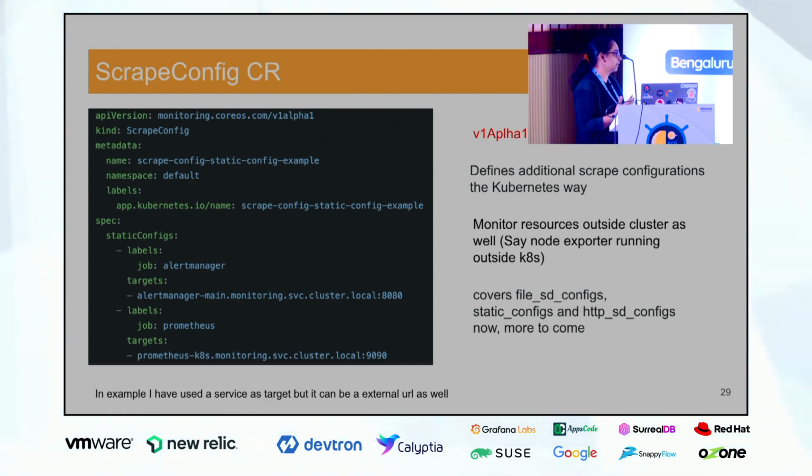So this is one of the questions which we used to get: how can you monitor an external resource using the operator? Currently it supports file SD configs, static configs and HTTP SD configs. So there is still more to develop, and currently it is very limited. So you can just try it out, and you can also contribute so that we can have most of the features supported in the scrape configs.